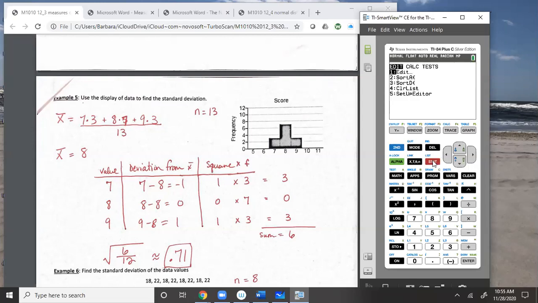Now again, we need the standard deviation. So we press stat, calc, one variable stats, hit enter, list L1. The frequency here, we do have a frequency, and that's our L2. We press second 2, calculate. And here we have the mean is 8, and you were able to do that by hand as well. So the mean is 8, and the standard deviation, that's Sx, is equal to 0.707, which rounds to 0.71.